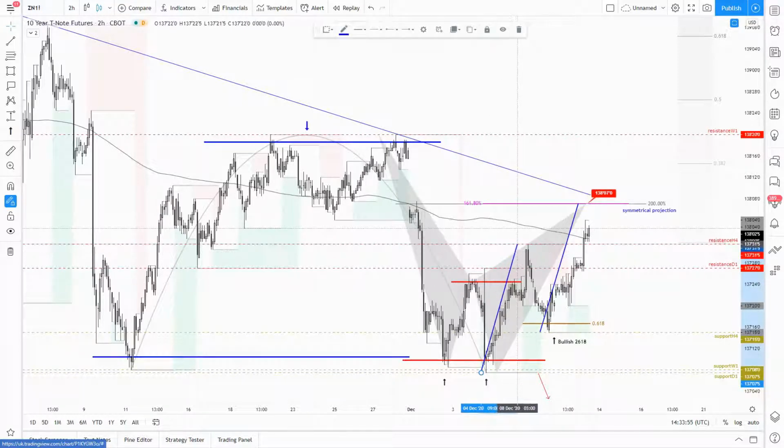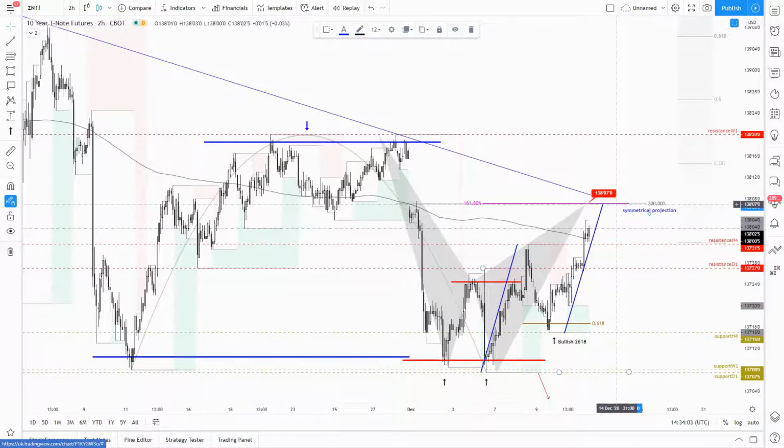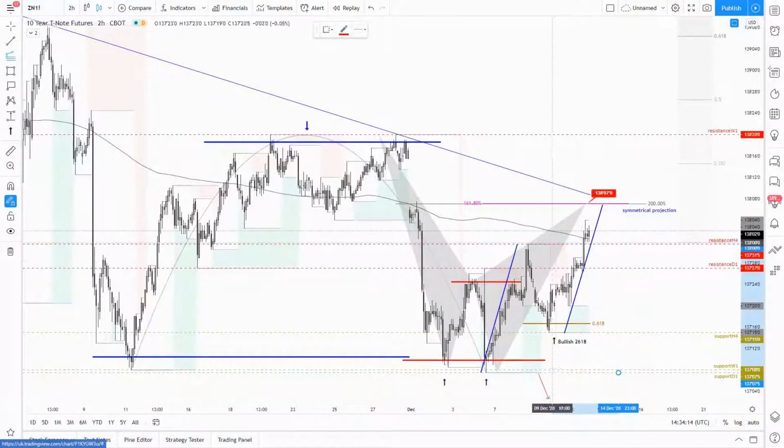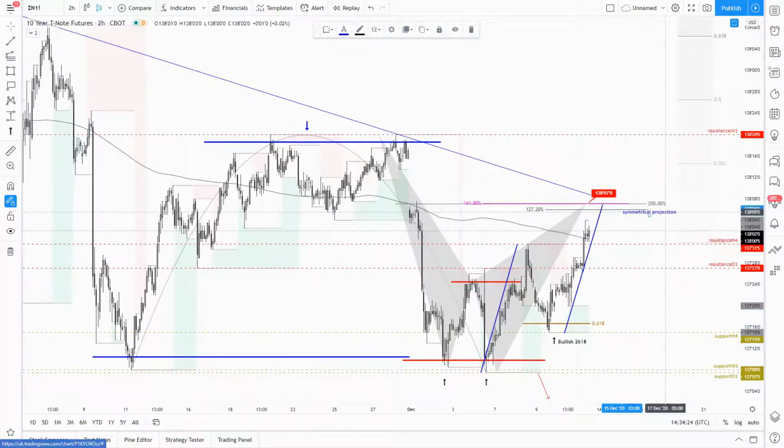So basically we project a symmetrical ABCD pattern, which can be formed beyond those default projections. We can use also the default 127% Fibonacci to identify that default variable for the ABCD pattern, which tends to be synced with that default symmetrical projection if there's a bounce from the golden fib, so it makes perfect symmetry, the 127.